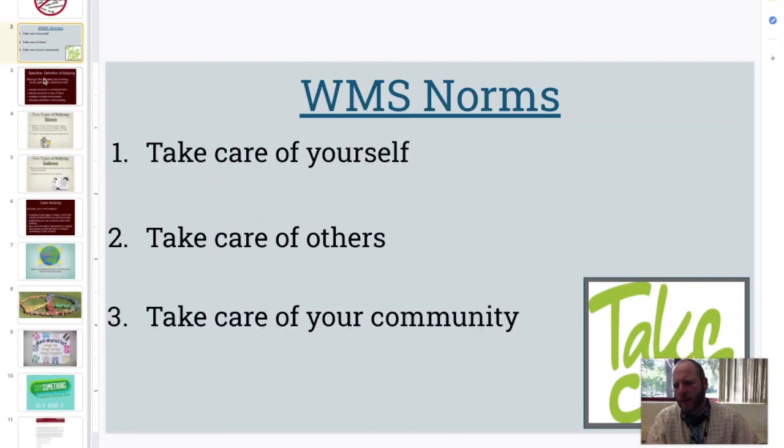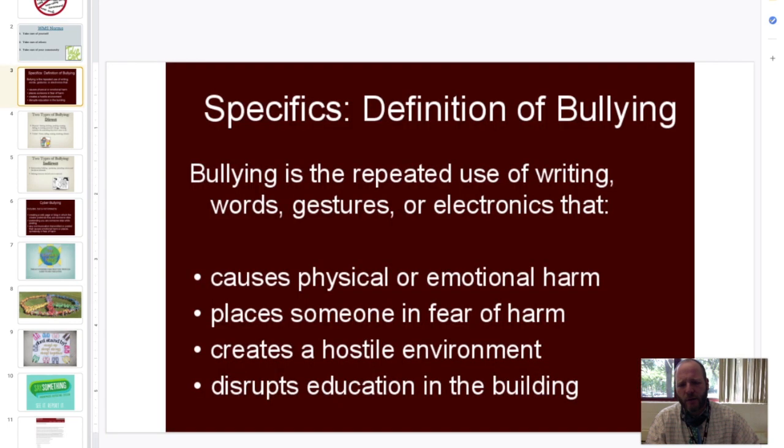All right, but I do have to go over this by law actually. So, definition of bullying. Bullying is a repeated use of writing, words, gestures, or electronics that causes physical or emotional harm, places someone in fear of harm, creates a hostile environment, and that's a tricky one, or disrupts education in the building. Creating a hostile environment basically means if a student doesn't feel safe because of something you did, right, that is bullying, okay?